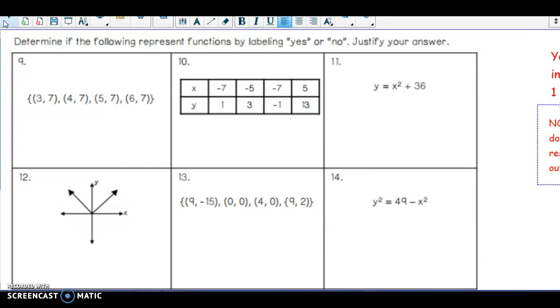What I need you to do is take a look. You can pause the video, see if you can go through the rest of these examples to figure out if these are functions by saying yes or no, and then coming up with a solution. And then play the video to check your answers.